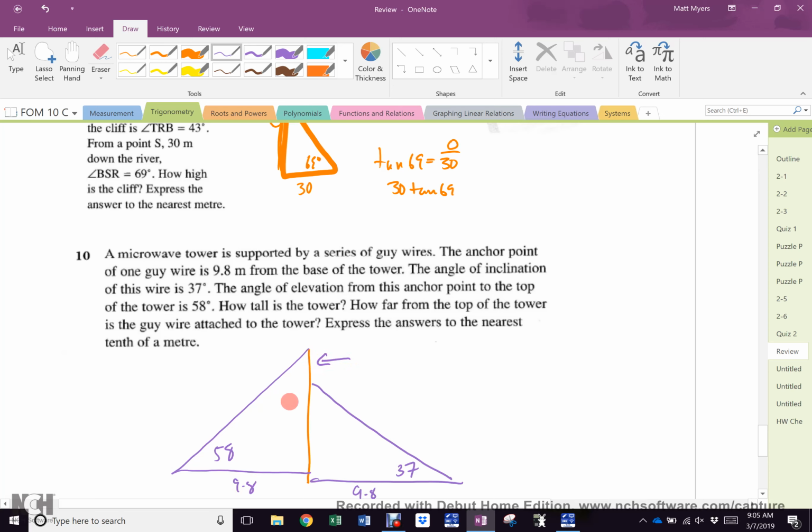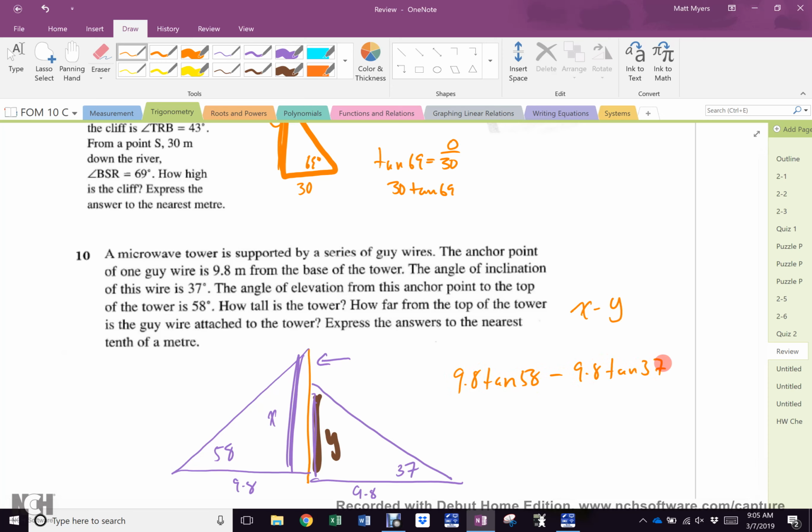I want this number right here. So that is this whole purple side, which I will call x, minus this whole brown side, which I will call y. So I need to do x minus y. So that is opposite over adjacent. 9.8 tan 58 minus 9.8 tan 37 to get an answer of whatever it is. $8.3.